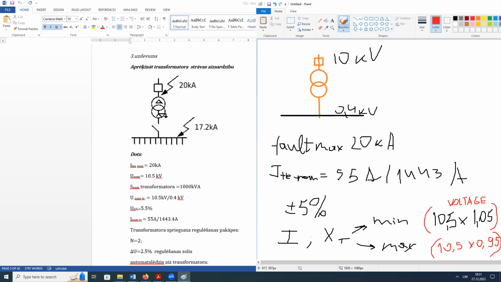What will happen if the fault is after the transformer? The protection is before the transformer, and it should protect in case of any fault.